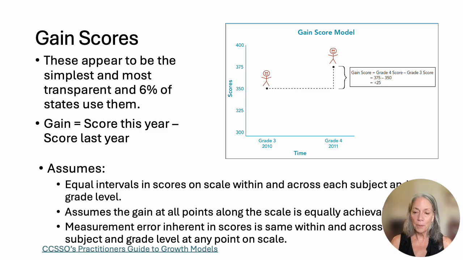So if we don't have a perfect equal interval scale, and we can't say with confidence that gains at the low, middle, high end of the scale are equally achievable, then we set up something that's a little unfair when we use it to measure a school's impact. In addition to that, there's a whole literature on measurement error inherent in scores. This is the standard error of measurement, and it's not the same within and across subjects and grade levels at any point on the scale. We know this from all the research that's been done on it in the past.